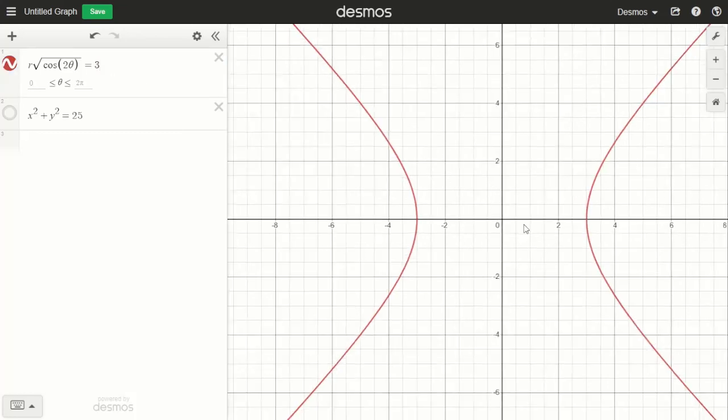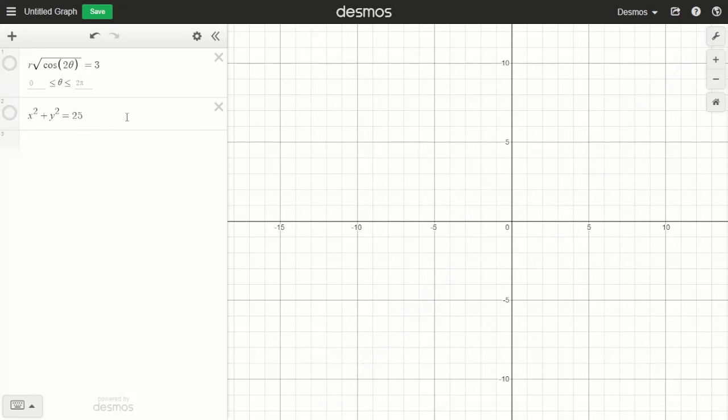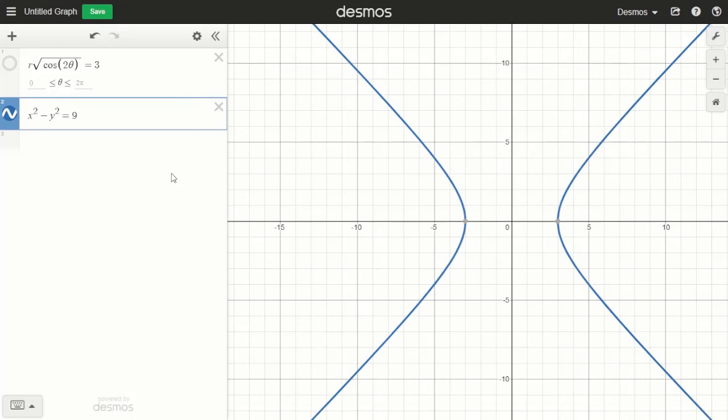We started out with r squared times cosine of 2 theta equals 9, but now I have to take the square root on both sides, and this is the graph that it gives me. Now let's look at the blue version. I came to x squared minus y squared equals 9. Let's see what the blue graph looks like. The blue graph is exactly the same as the red graph we had earlier.